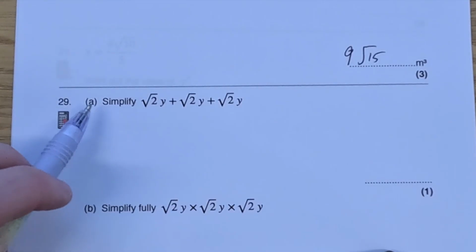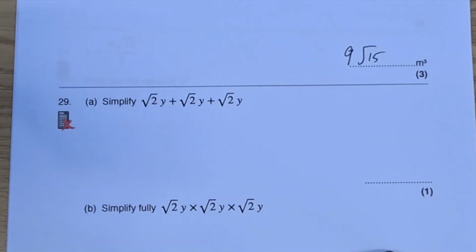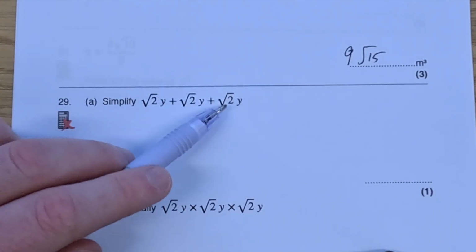So question number 29a says simplify root 2y plus root 2y plus root 2y. So here we're just collecting our like terms. If we had 3y plus 3y plus 3y, we'd have 9y, just adding the 3's together. So we just need to add together the root 2, the root 2, and the root 2.